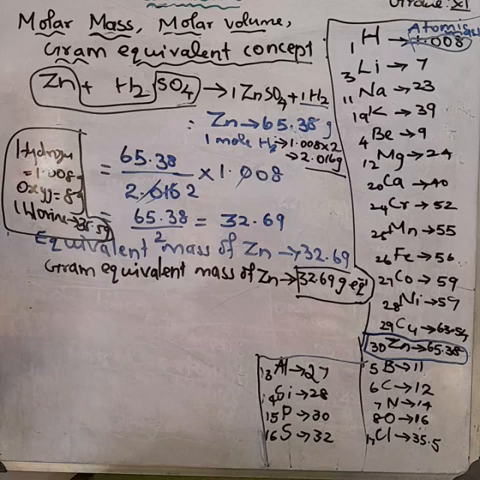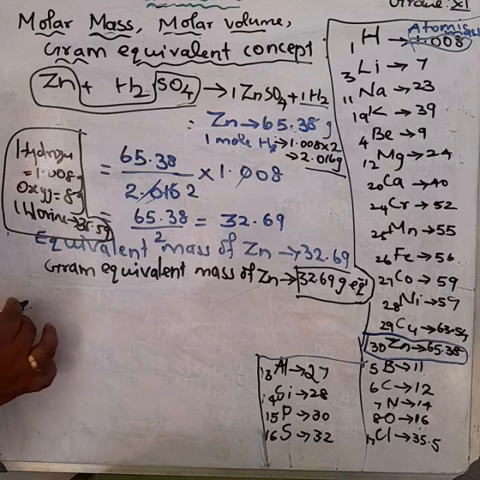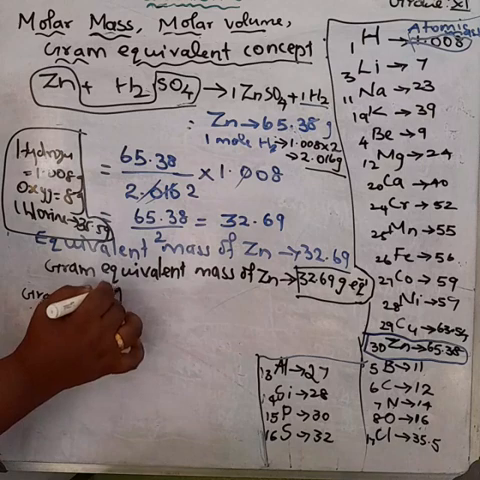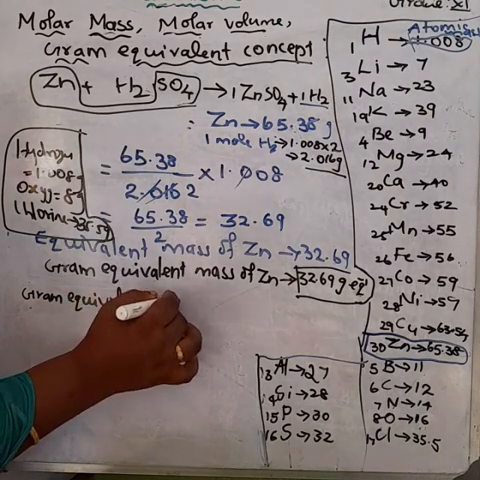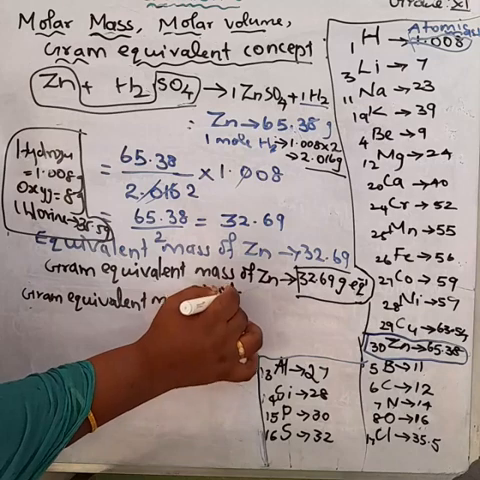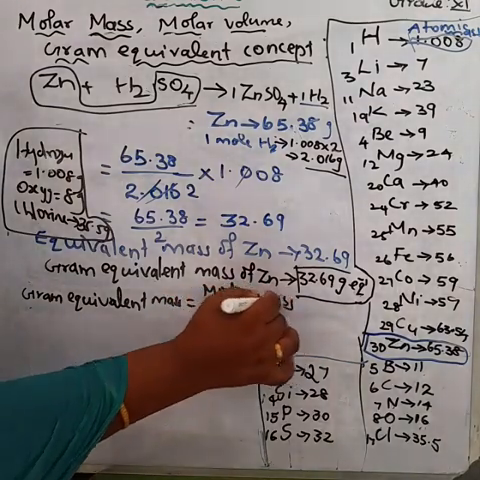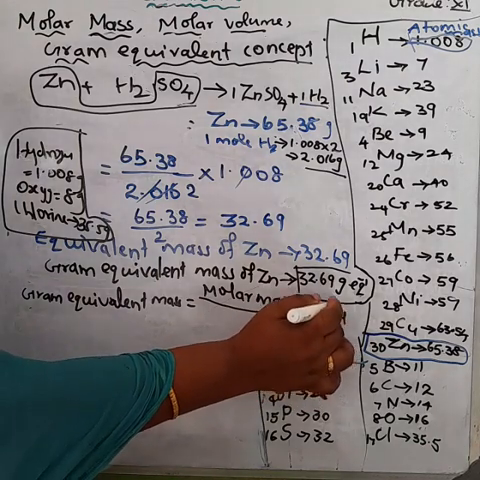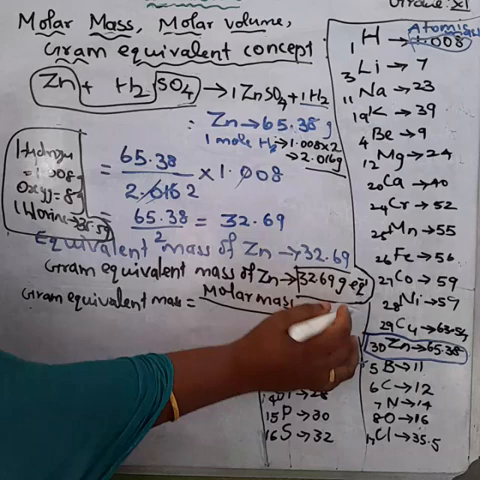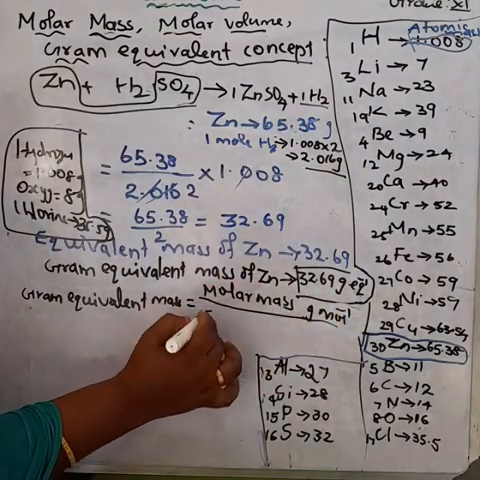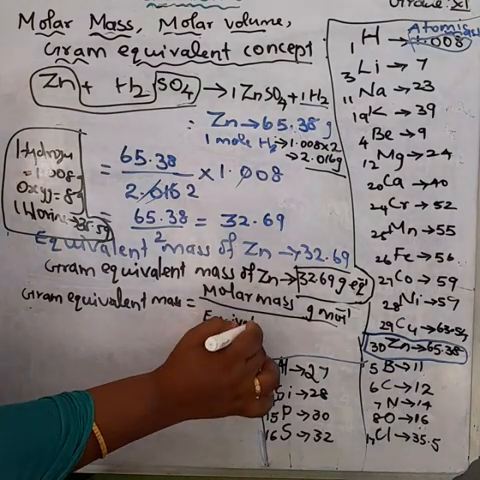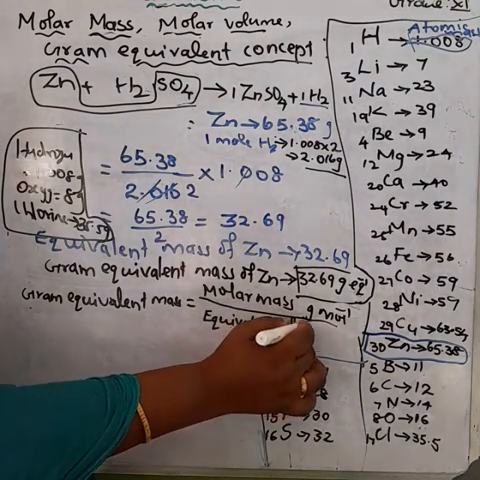So the gram equivalent mass is equal to molar mass by equivalence factor. What is the unit of molar mass? Gram per mole. What is the unit of the equivalence factor? Equivalent per mole. This is the gram equivalent mass formula.